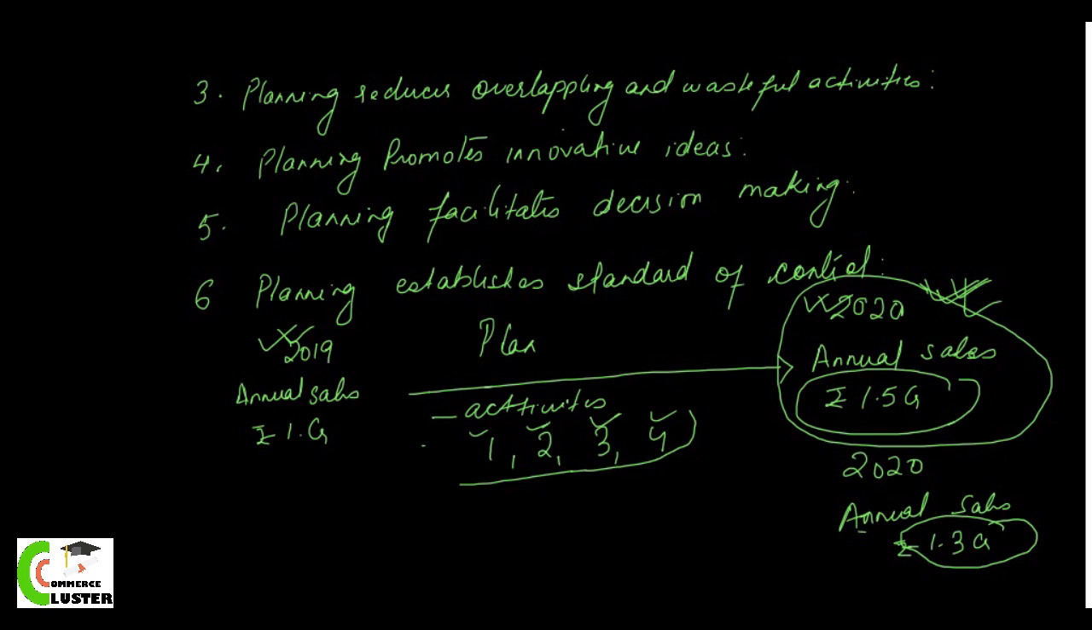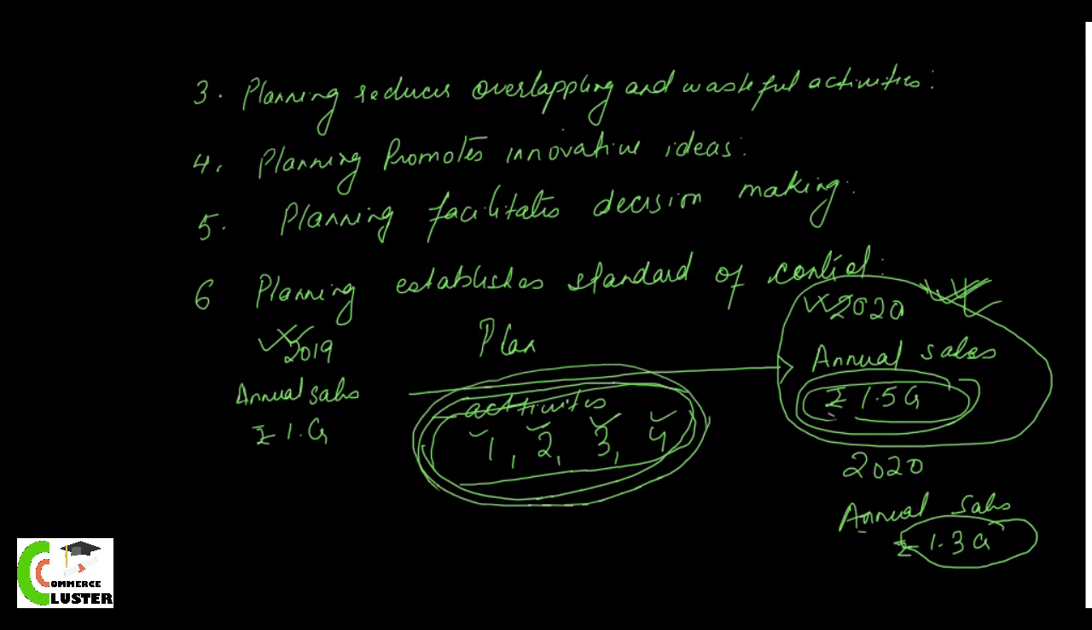Isn't it? That means something has gone wrong in these activities, which is why the company did not get 1.5 crore of annual sales. So what the company can do here is analyze in which activities they have gone wrong, and take control measures or corrective measures. This is how planning establishes a standard of control. They planned to get 1.5 crore in annual sales but were not able to, so the manager will have to take certain corrective measures so that in the future they will be able to achieve their target objectives.